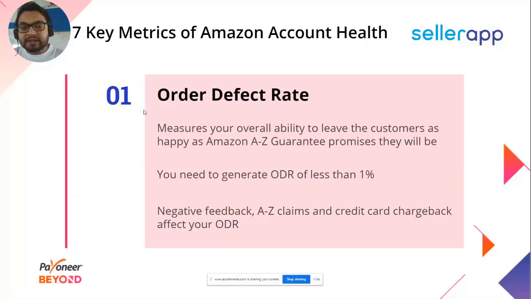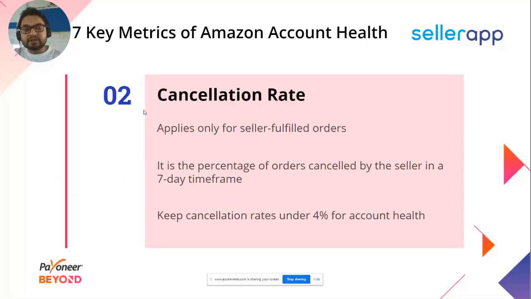So now let's look in detail at the different aspects from the customer side. Then we will look at the different aspects from the brand, IP and infringement side, right? So first and the most critical thing is the order defect rate. If you are doing seller-fulfilled services, you have to make sure that your order defect rate is less than 1%. You have to make sure that whatever orders you are getting are fulfilled, right? Your cancellation rate has to be less than 4%, right?